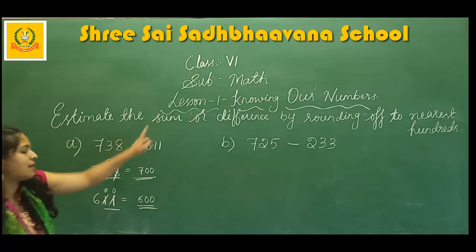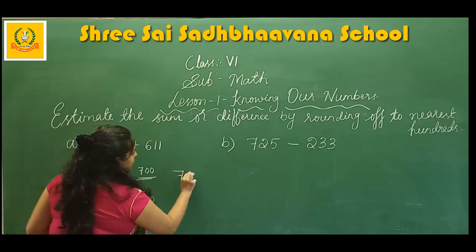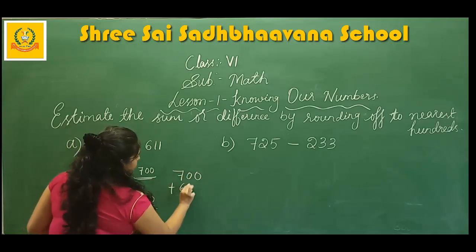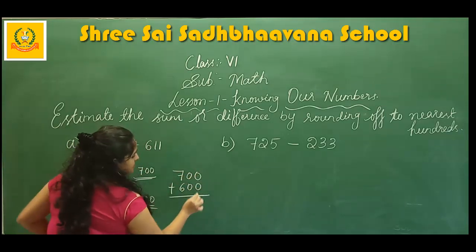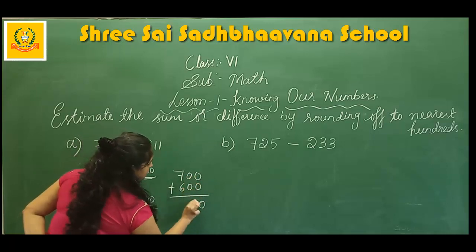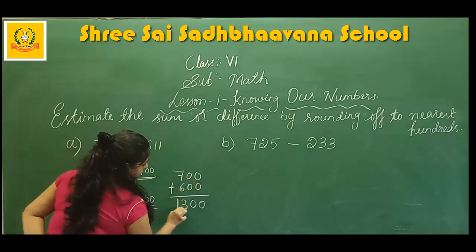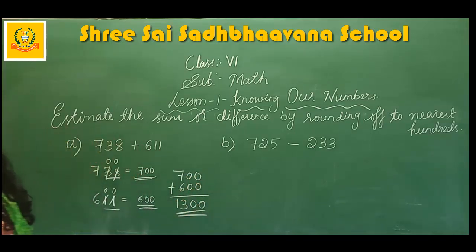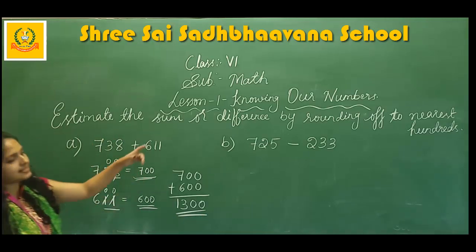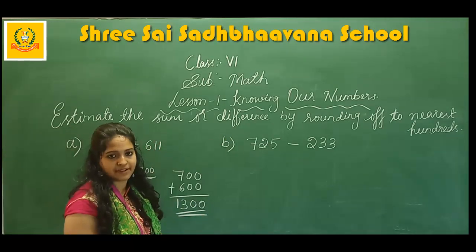Now let us find the sum. 700 plus 600. 0 plus 0, 0. 0 plus 0, 0. 7 plus 6, 13. This is the sum. Understood now? Yes, let us see how to find out the difference.